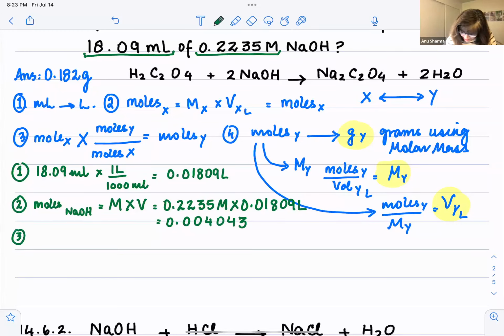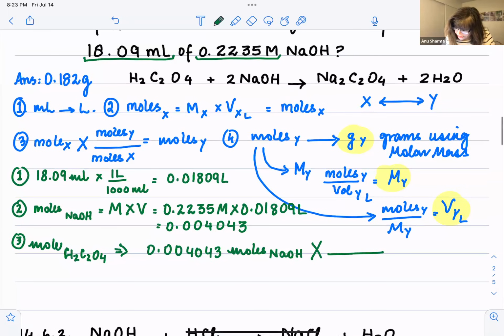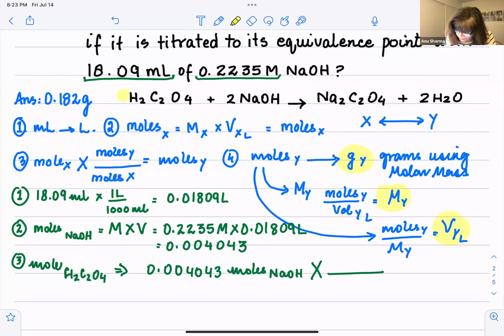Okay, next is find the moles of the acid, which is H2C2O4. And how do you do that? You're going to take the moles of NaOH, which is 0.004043 moles of NaOH, times the mole-to-mole ratio. So what ratio do we have? We have one of this and two of NaOH. So you're going to do what?